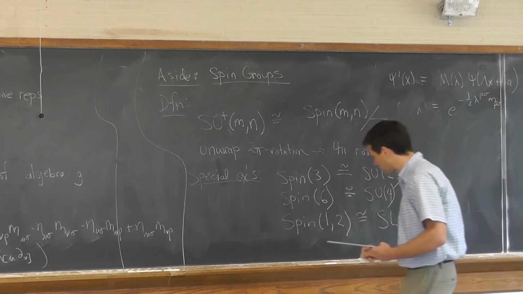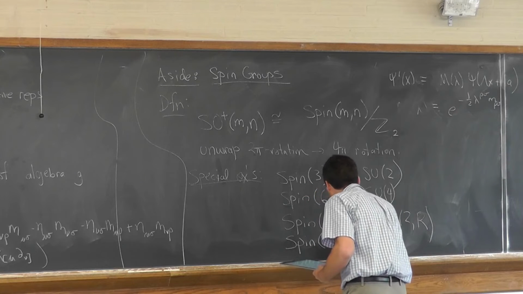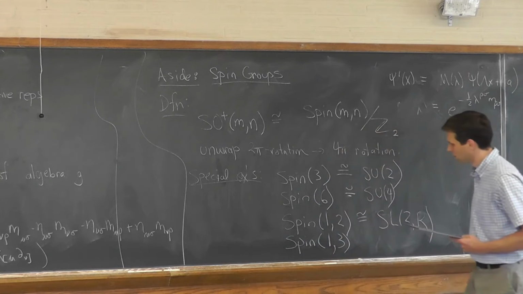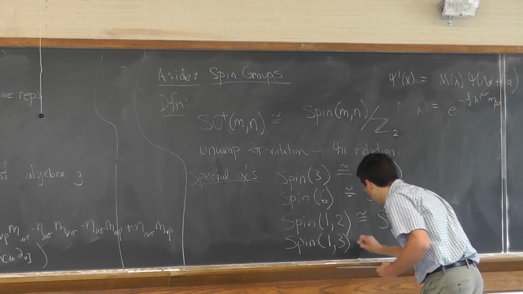And the last one I'll mention is probably most important, and that's Spin(1,3). So this one is the double cover of our Lorentz group, the 4-dimensional Lorentz group. So this one is SL(2,C).